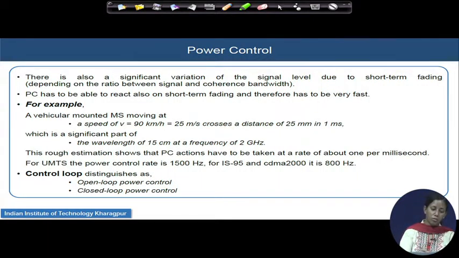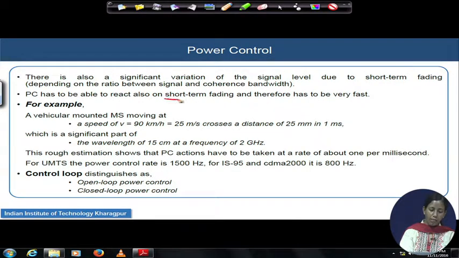The term short-term always indicates a rapid variation of the signal level over a very short duration, and therefore the power control is expected to be very fast in nature.